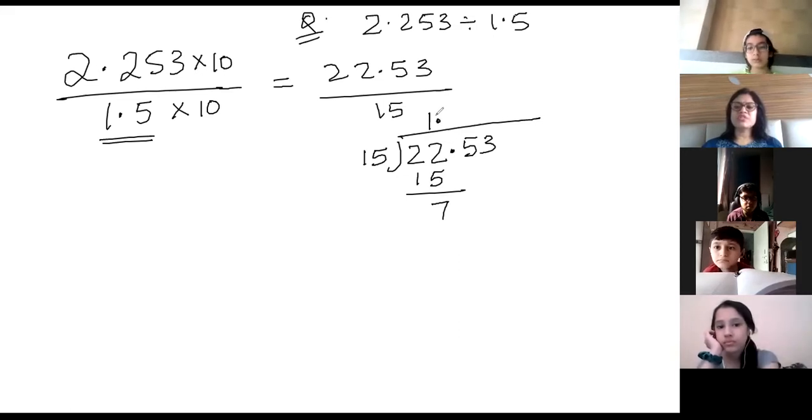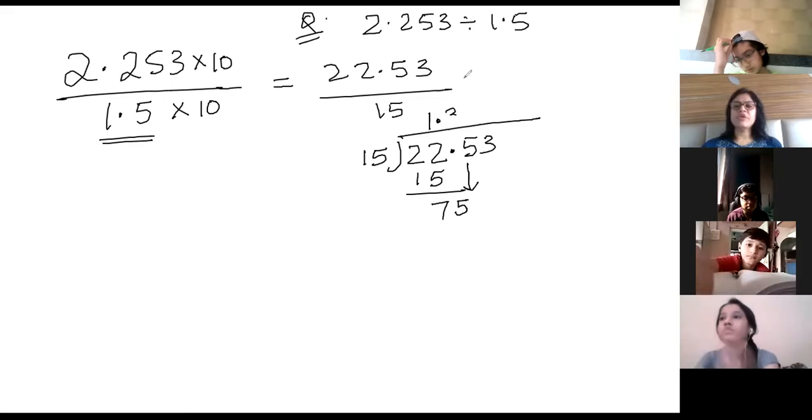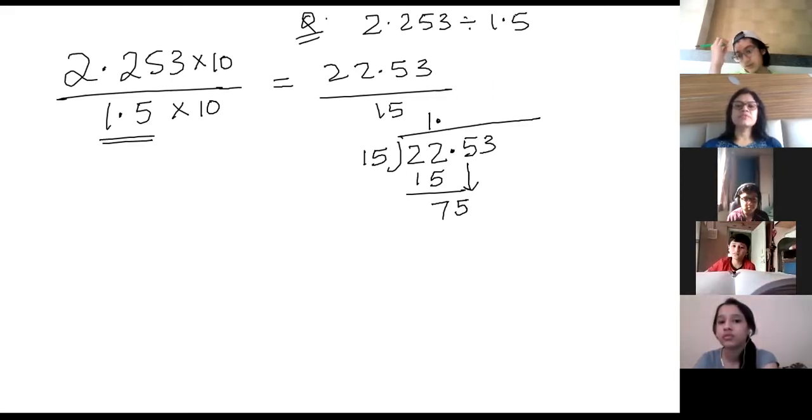So I'll put a decimal over here, and the next number will come down, which is 75. So how much is 75? 15 threes are 15, na? 15 fives are 75. You get a 0 remainder.